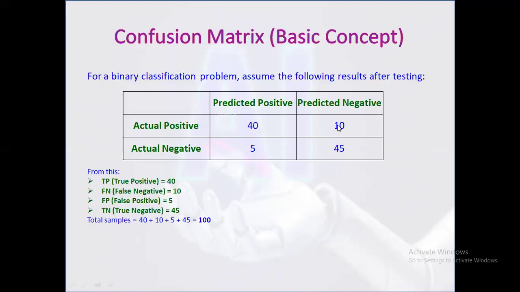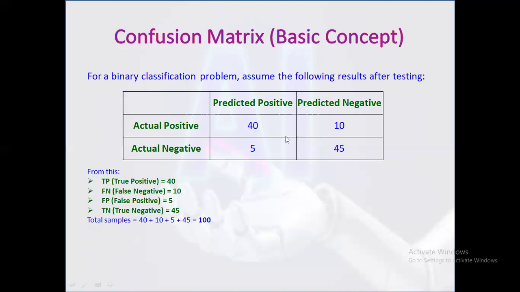As I've said, the confusion matrix is a table used to evaluate classification performance by comparing predicted labels with actual labels. It contains four components: true positive, false negative, false positive, and true negative. From these values, all other metrics such as accuracy, precision, recall, and F1 score can be calculated. The table will be like this.